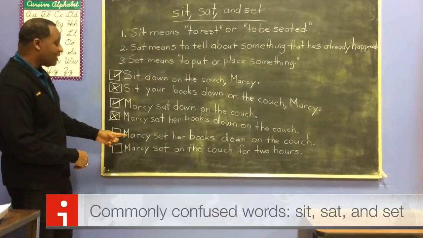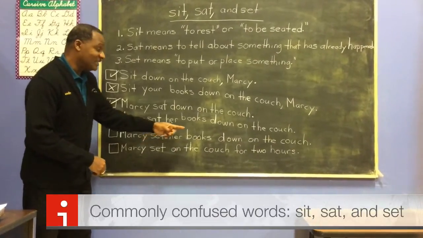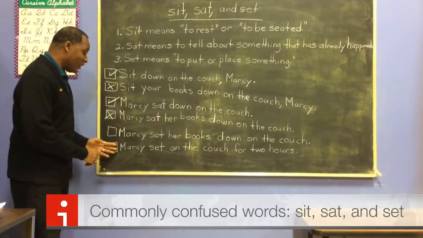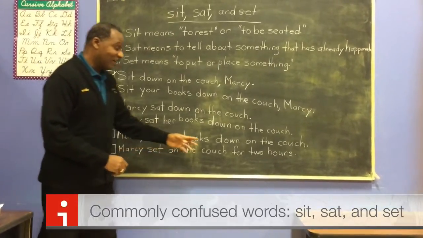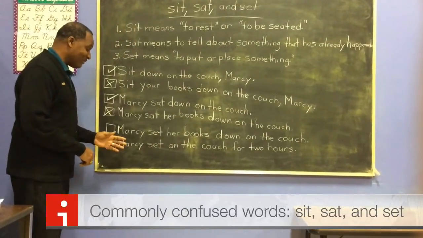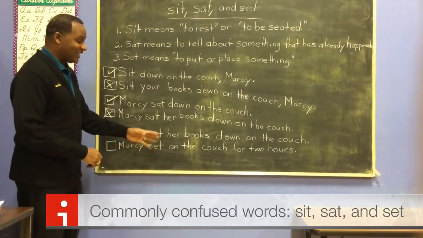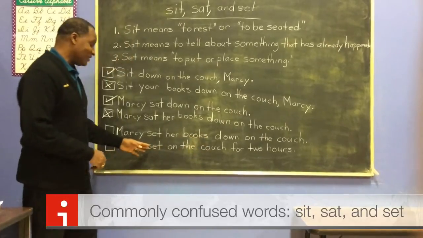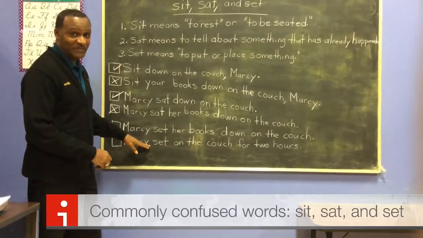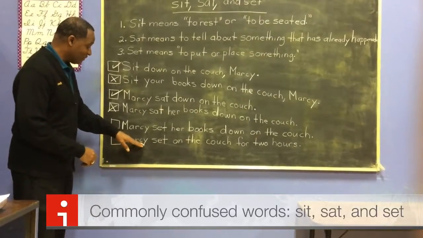All right, the last one. Marcy set her books down on the couch. Or is it Marcy sat on the couch for 2 hours? No, obviously Marcy cannot set down on the couch for 2 hours. Well, she could sit on the couch for 2 hours, but that is the wrong use of the word set there. So this one would be incorrect.